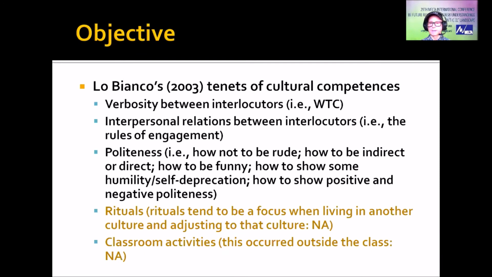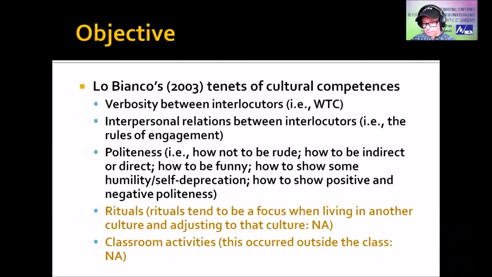Now, we wanted to have some kind of ground rules as to what would indicate to us that cultural competences were being enhanced. So we used Lobianco's tenets of cultural competences. And one of the keys, he says, is verbosity between interlocutors, in other words, their willingness to communicate. And also interpersonal relationships. Would they be developed? Did they understand the rules of conversational engagement?